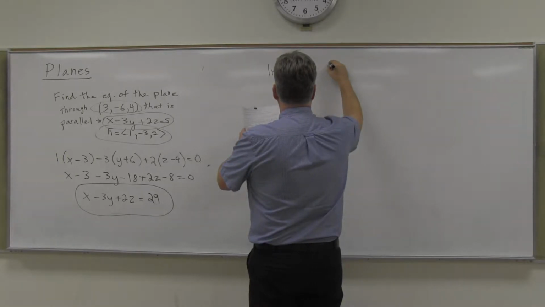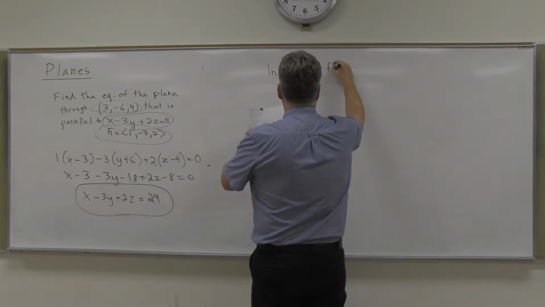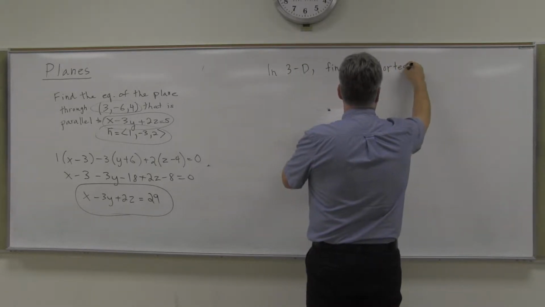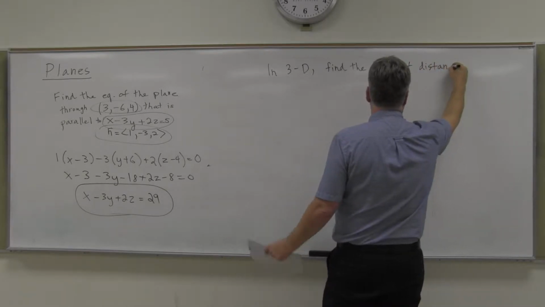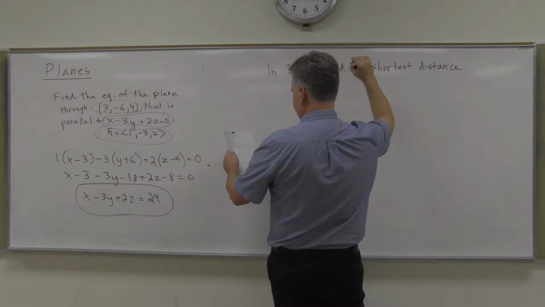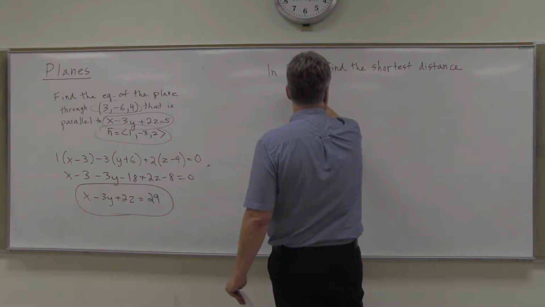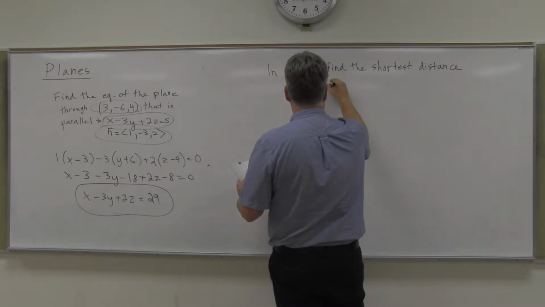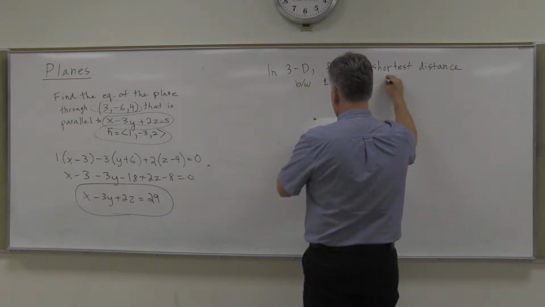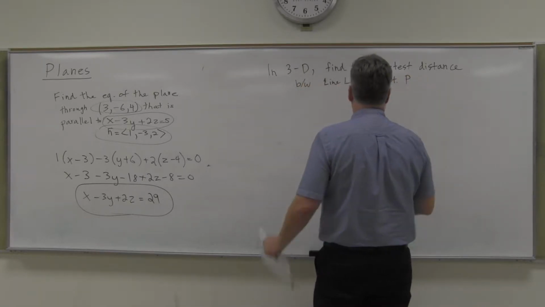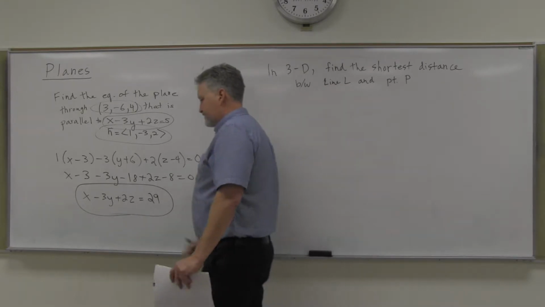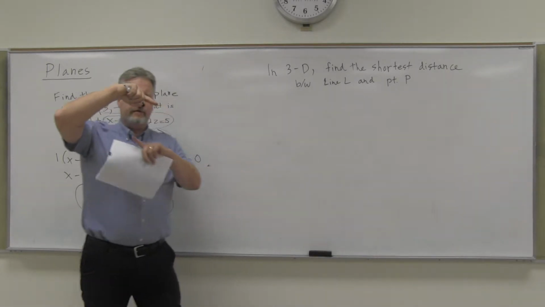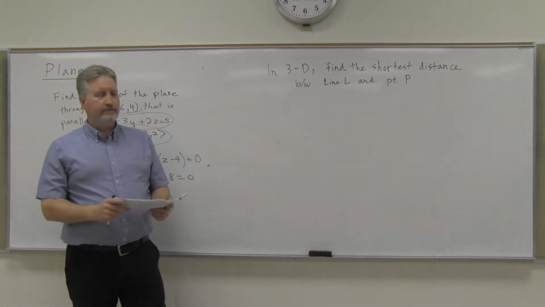Okay, so if I want to find, in 3 dimensions, the shortest distance between a line L and a point P that's not on that line, which of course is not on the line. So I've got a line up here in space, the line, and then I've got a point not on that line. So how can I find that shortest distance between the two?